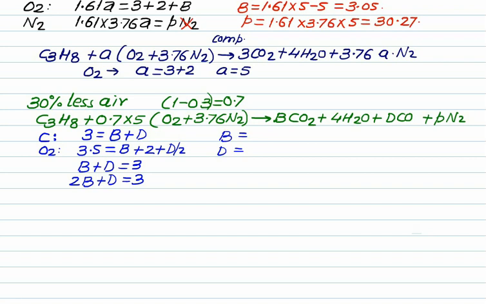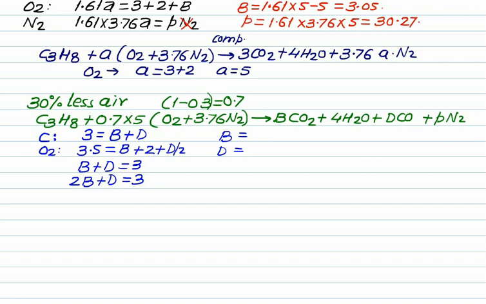For this, we'll take the balance of carbon. On the left-hand side, carbon is 3. On the right-hand side, carbon is B plus D. For the oxygen balance, we have 0.7 into 5, which is 3.5. On the right-hand side, we have 2B plus 2 plus D by 2. So we have two equations: B plus D equal to 3, and 2B plus D equal to 3. Using this, we can find the values of B and D. Once we know B and D, we can find the value of P.